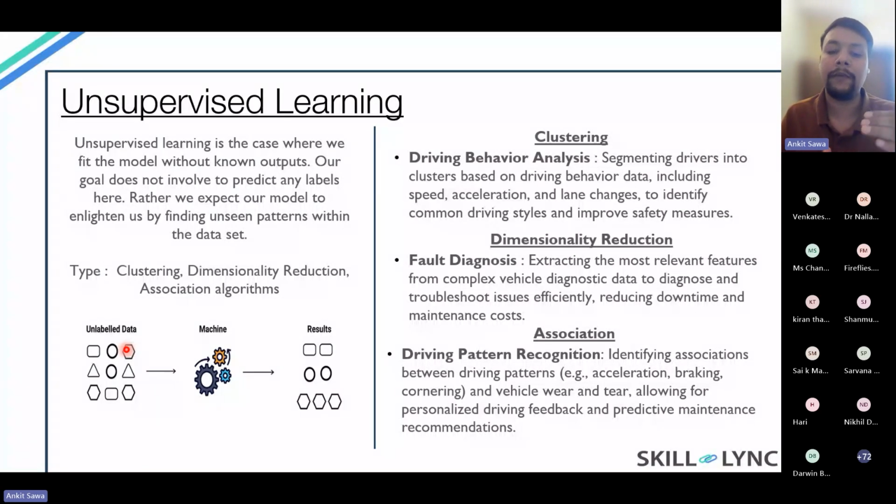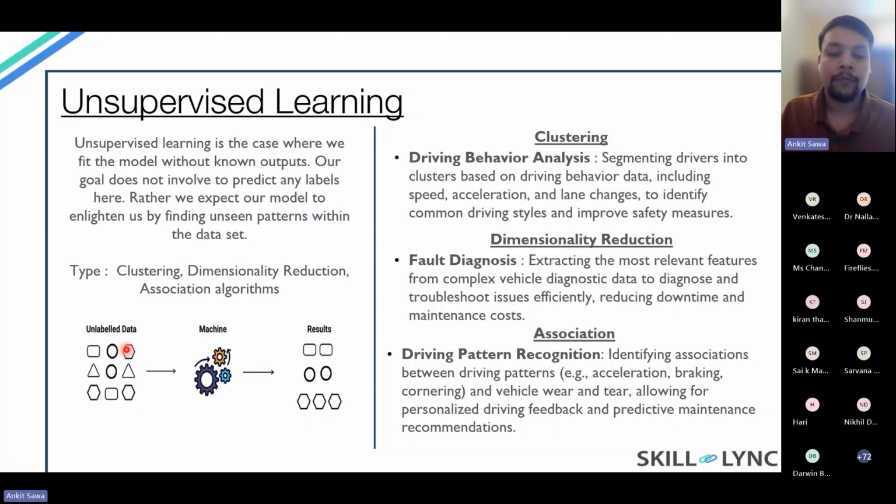So you're trying to identify patterns, buying patterns. Similarly, here you're trying to identify driving patterns based on what people are doing generally, right? And then you give them specific feedback, recommendations, and maintenance alerts. So these are all very good examples of unsupervised learning.